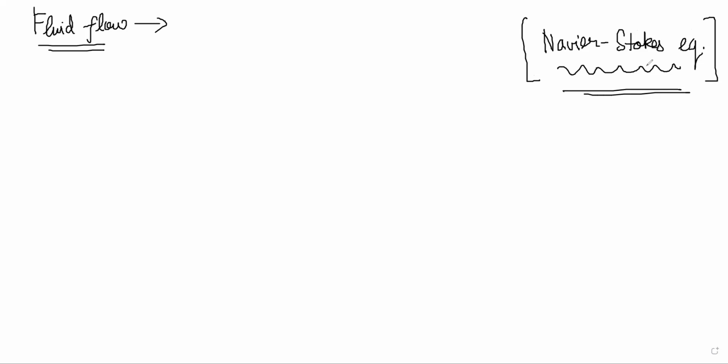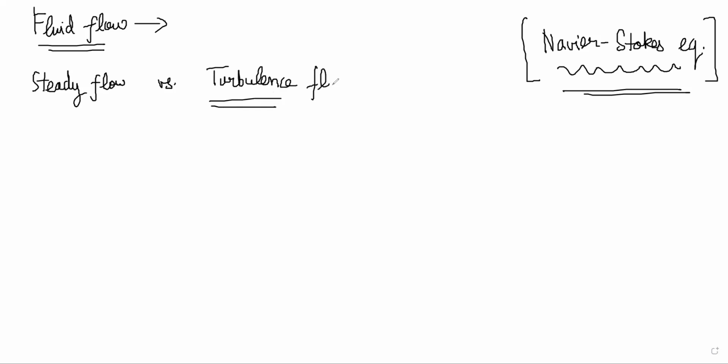So what we'll be studying is the type of flow called steady flow of fluids. So steady flow versus turbulent flow. Turbulent means a lot of chaos and randomness. So he's describing what is steady flow and what is turbulent flow.